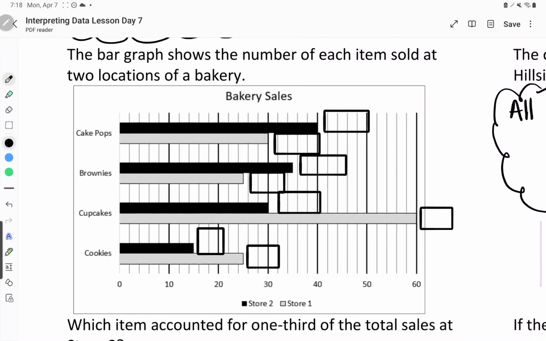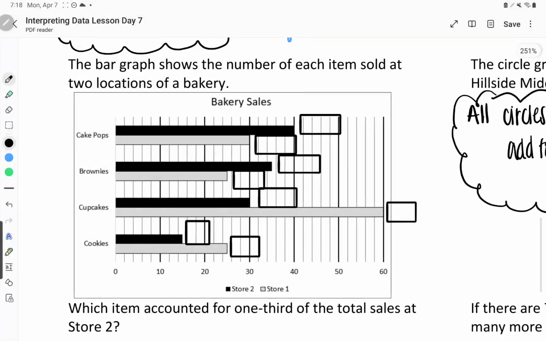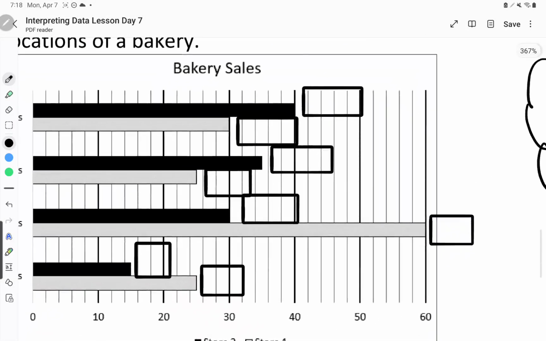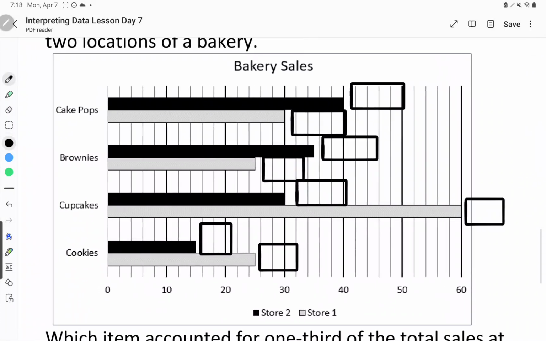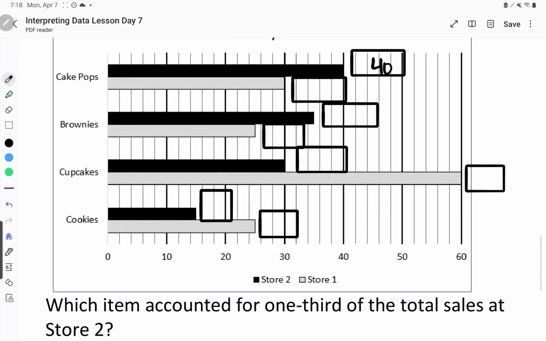Okay, and then this one says the bar graph shows the number of each item sold at 2 locations of a bakery. Now remember, the first thing we do is we just go through and we figure out how many each bar is worth. So if we look right here, Cake Pops is worth 40. And then Cake Pops for store 1 is going to be worth 30. The black bar is store 2 and the gray bar is store 1. And then how many brownies are there for store 2? That's right here, which is like this halfway mark. So that right there is halfway between 30 and 40. So that makes that 35.